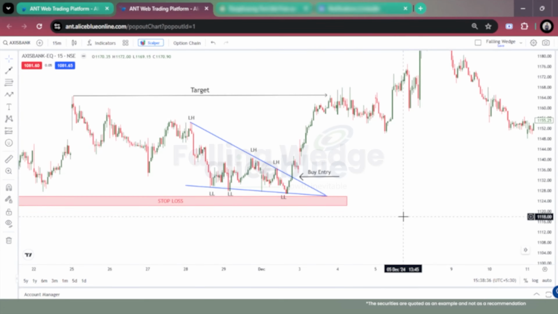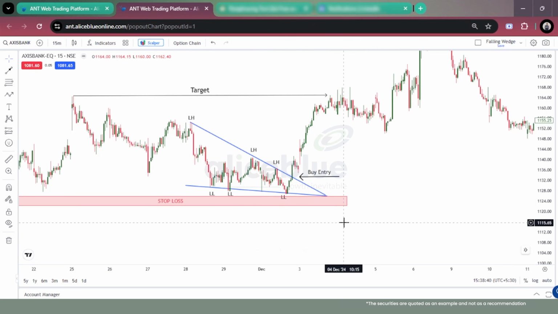In today's video, we will discuss the falling wedge. The falling wedge is a chart pattern that typically forms within 15 to 20 candles, where you can easily identify a breakout. Although the falling wedge represents a bullish reversal, it can definitely offer you a good buying opportunity.